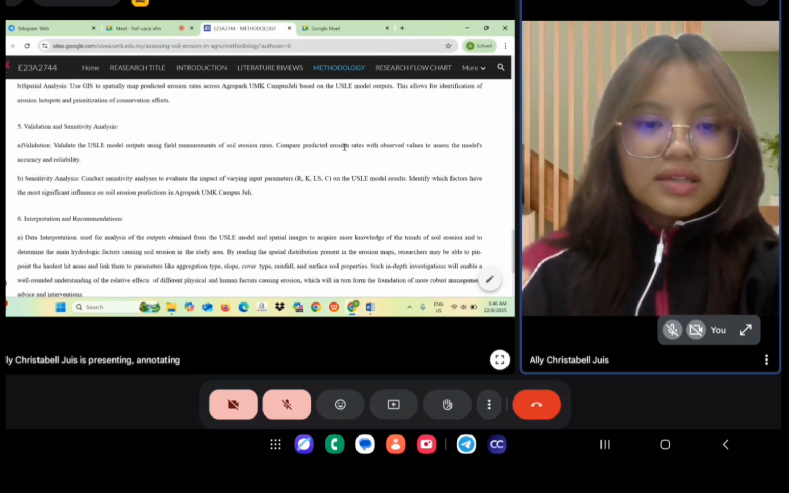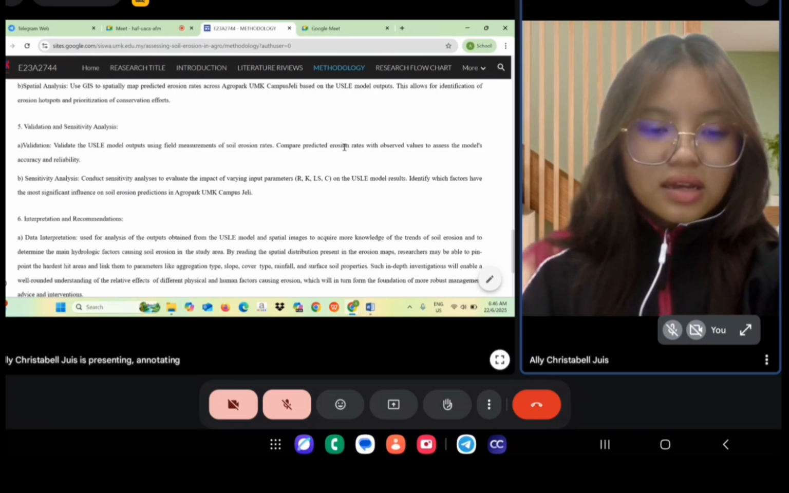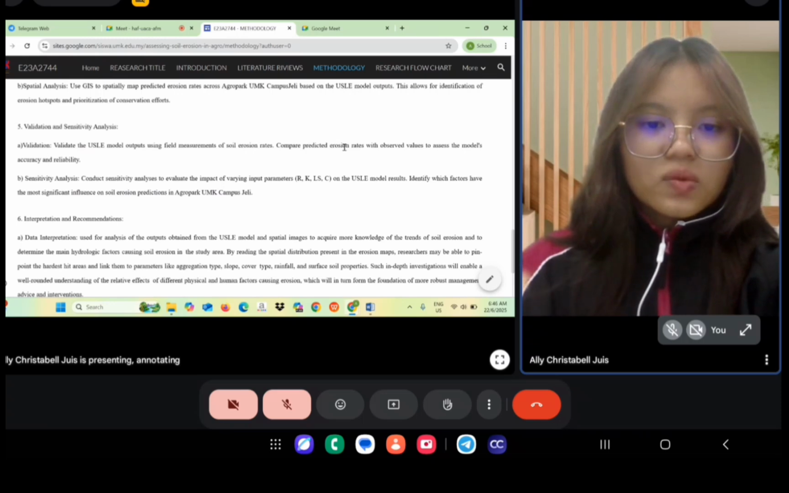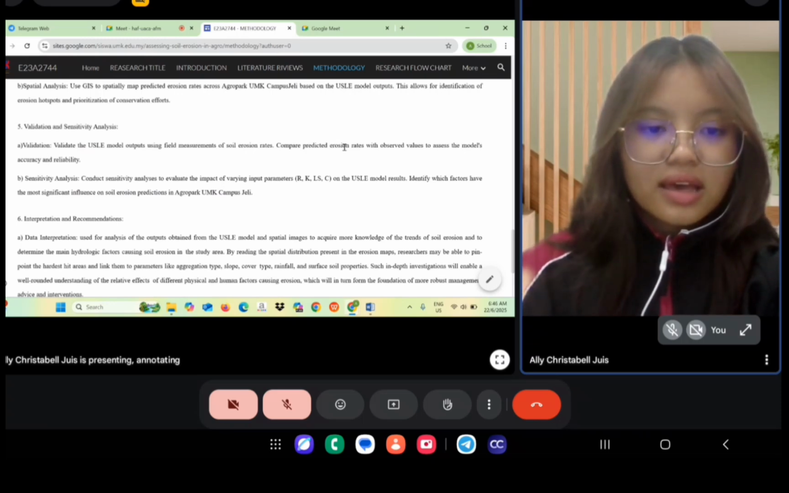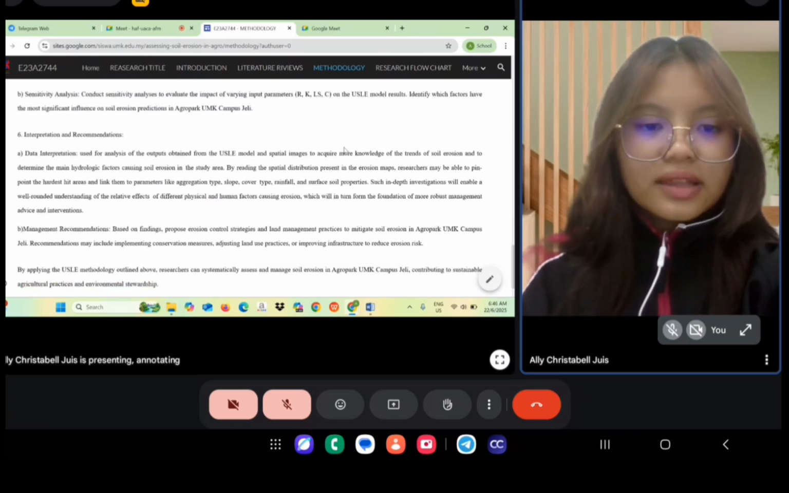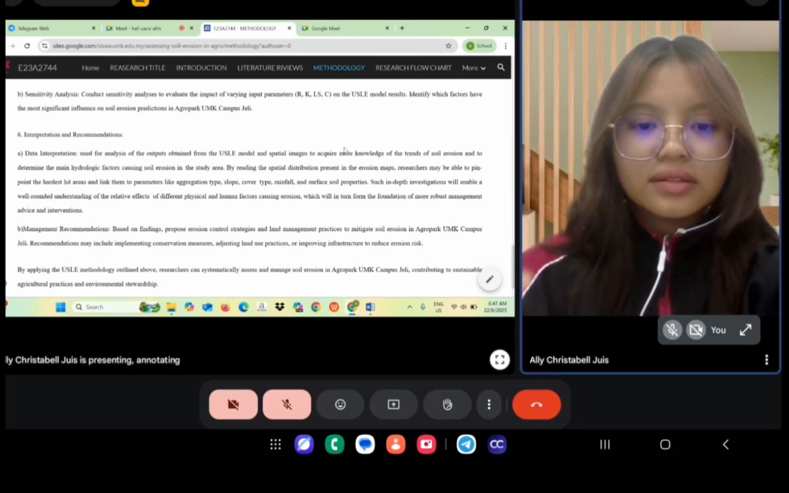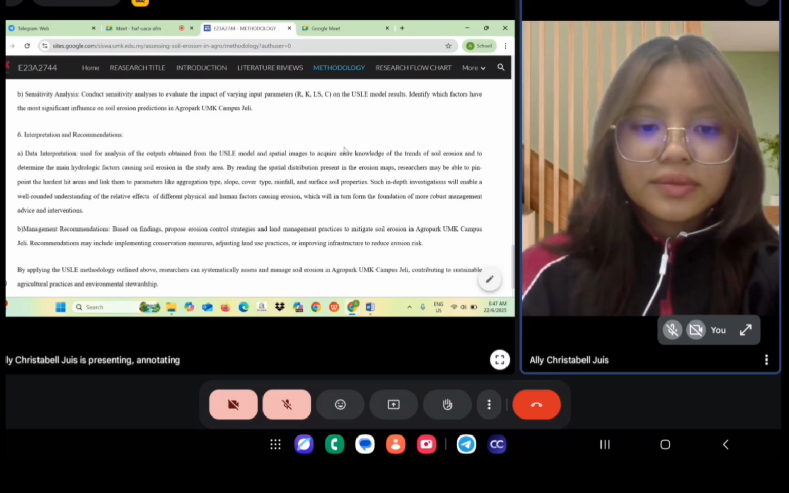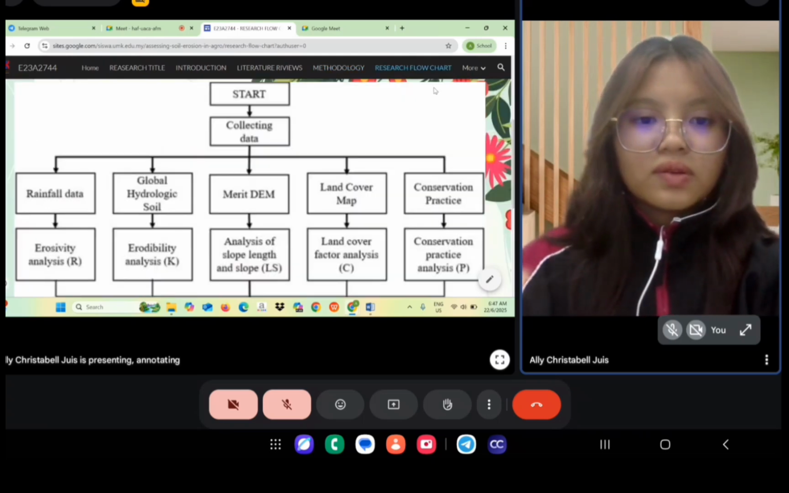Fifth, validation and sensitivity. Validation compares model output with field data. Sensitivity analysis assesses which factor, R, K, L, S, or C, most influences erosion in the area. Sixth, interpretation and recommendation. Analysis interprets maps and erosion patterns to identify critical areas. Recommendations suggest soil conservation practices like contour farming, reforestation, or infrastructure improvement. Next, I will explain my research flowchart.